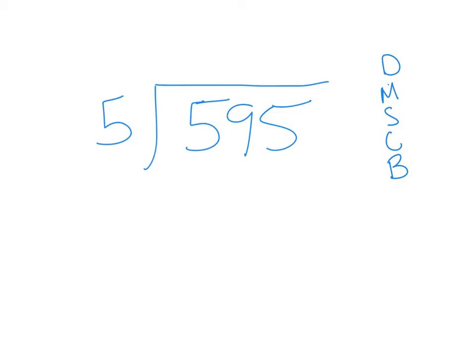Let me start with this. So a lot of times when kids read problems, they read them incorrectly. A big misconception would be if a kid read this problem, they would say 5 divided by 595, when it's the opposite. You always lead with your dividend. So you're taking 595 and you're dividing it out into 5 groups.